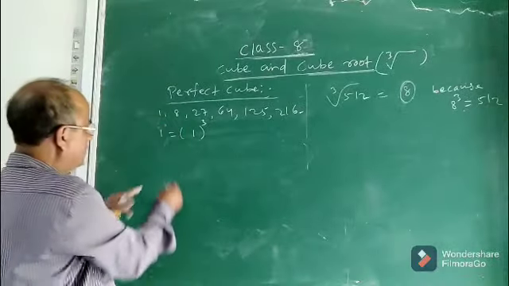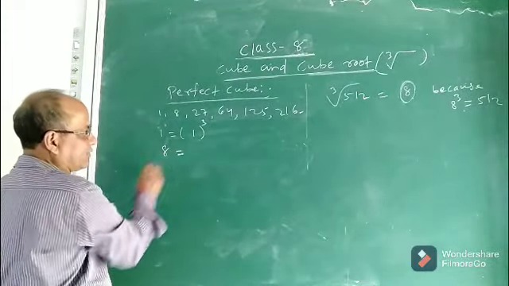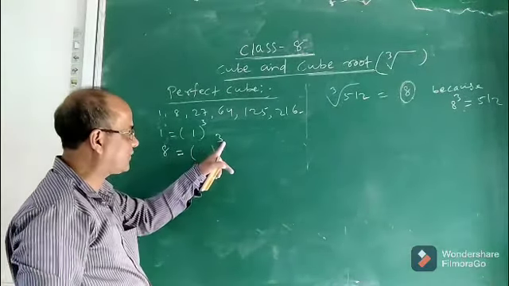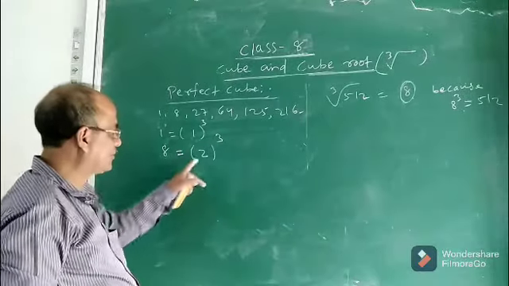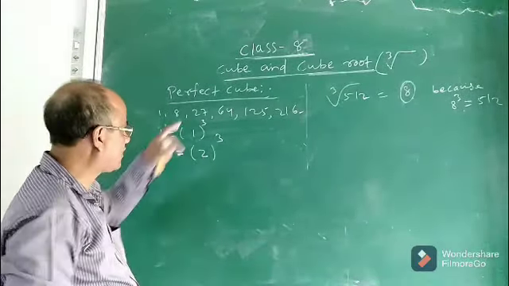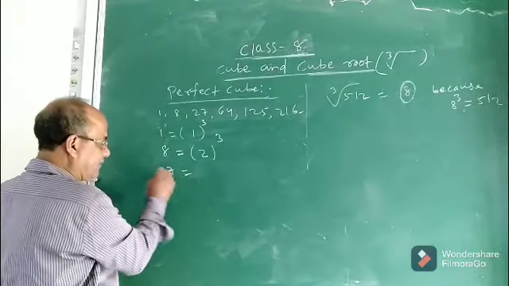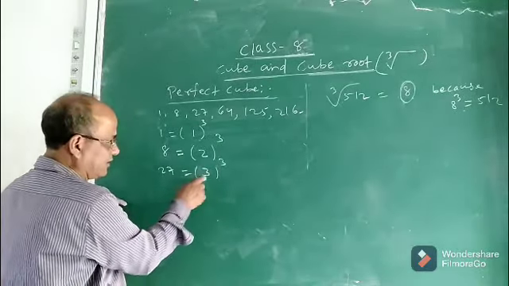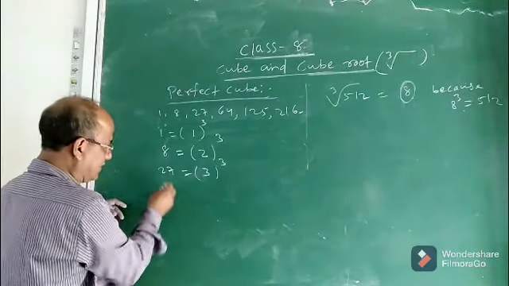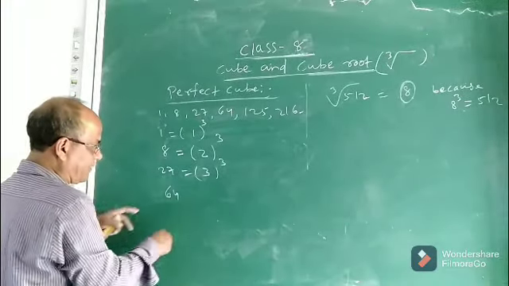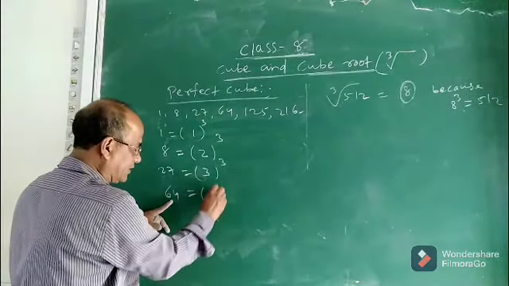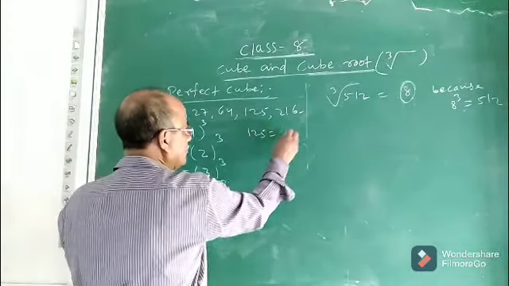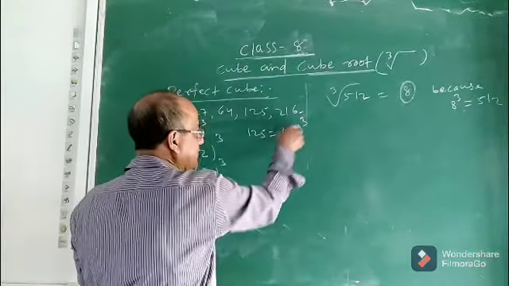Now come to the second number, 8. 8 is the cube of which positive integer? The answer is 2, because 2 cubed is 8 and 2 is a positive integer. Now the third number, 27. 27 is the cube of which positive integer? The answer is 3, and its cube is 27. Next number is 64. The answer is 4. 4 cubed is 64. And 125 is the cube of 5. 5 cubed is 125.